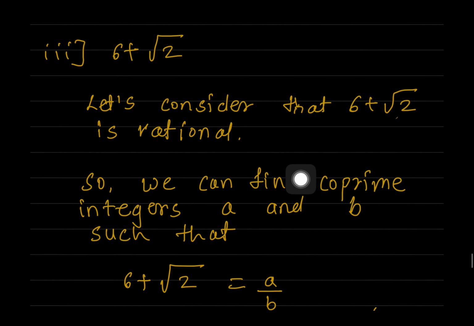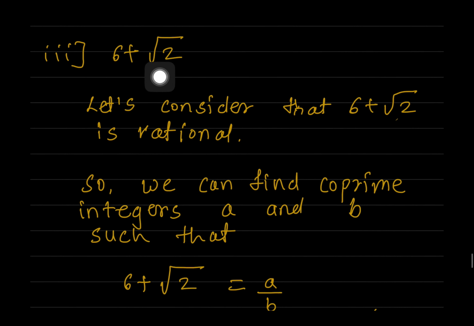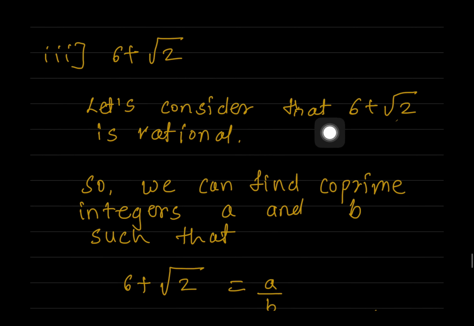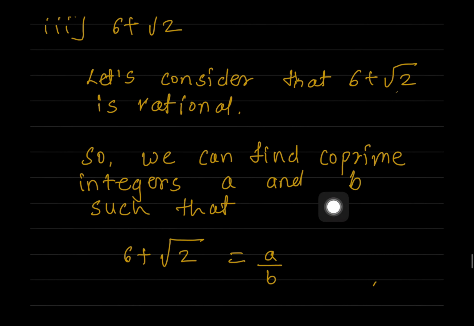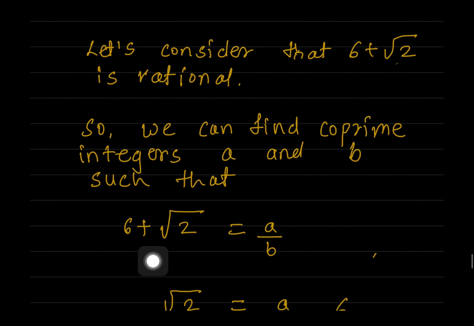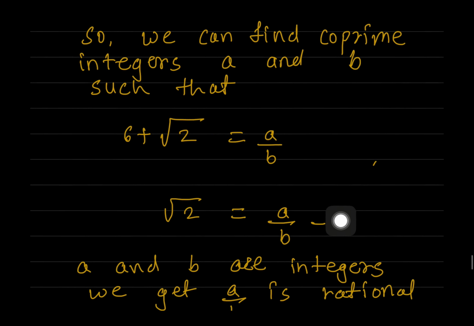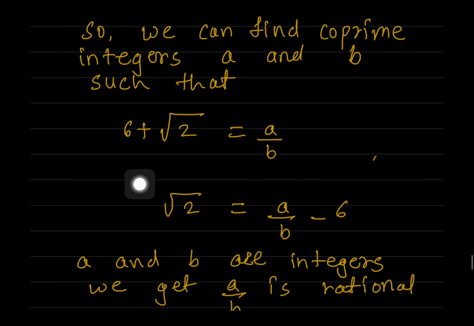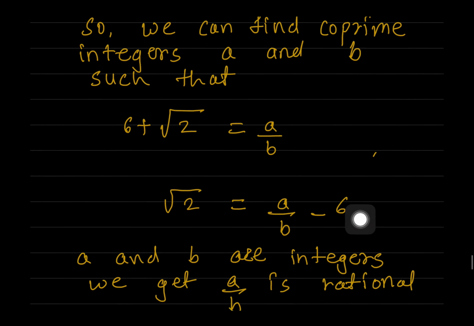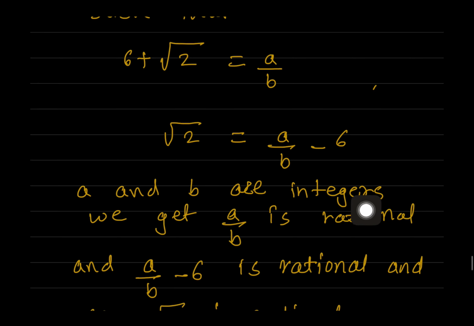Then see the third question, 6 plus root 2. Let us consider that 6 plus root 2 is a rational number. So we can find co-prime integers a and b such that 6 plus root 2 equals a upon b. Root 2 equals a upon b as it is, and the 6 gets transferred to this side, so it becomes minus 6.